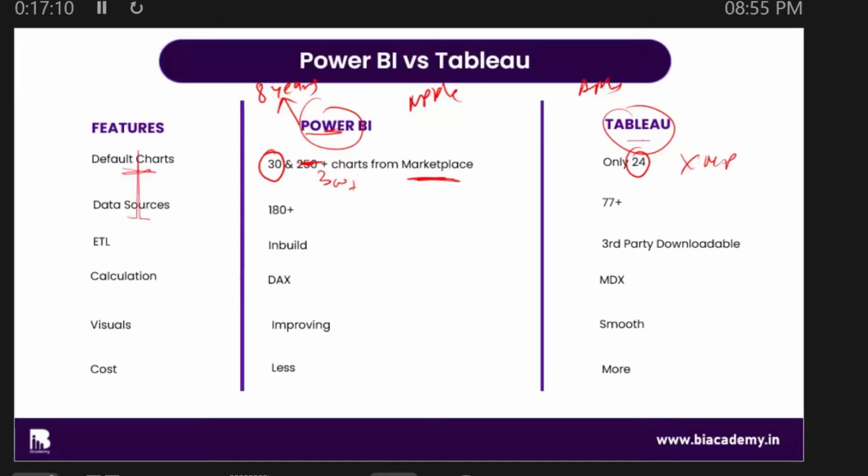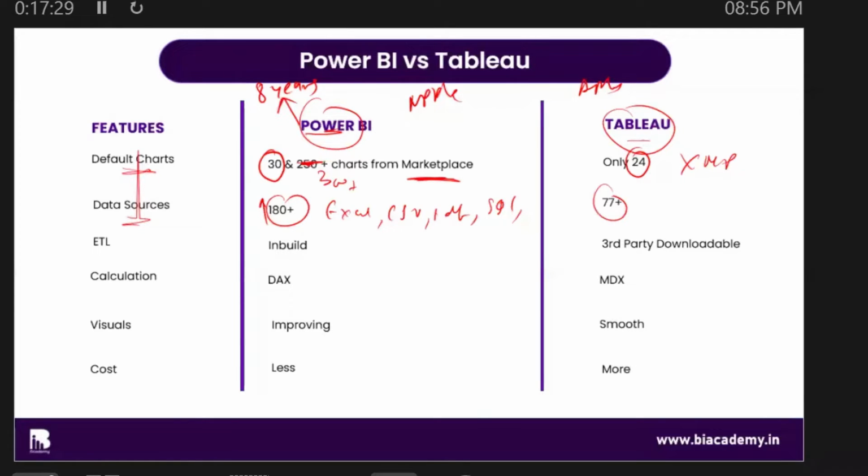Okay, talking about data sources, Power BI can connect with 180 plus data sources, like Excel, CSV, PDF, SQL, Azure, you name anything, that option is available in Power BI. Every data source can be connected in Power BI, right? And this figure is increasing and increasing.